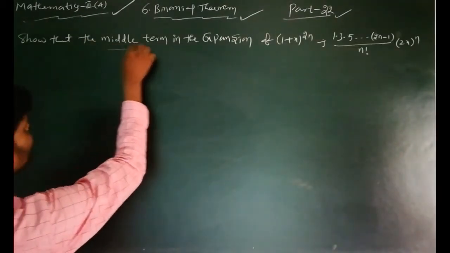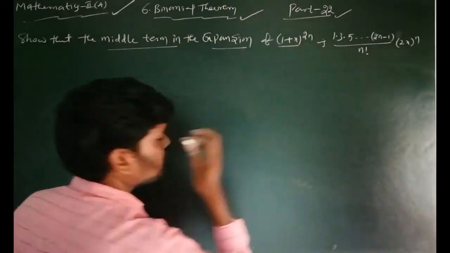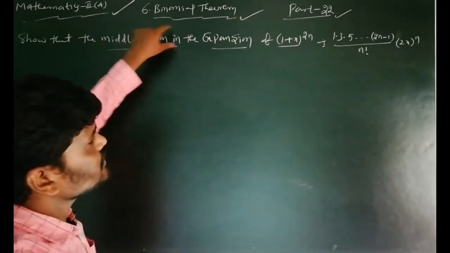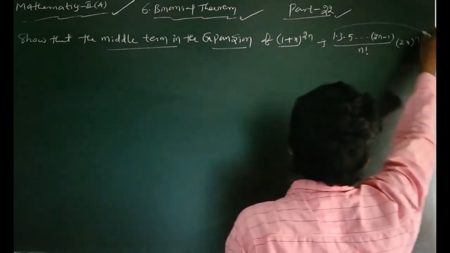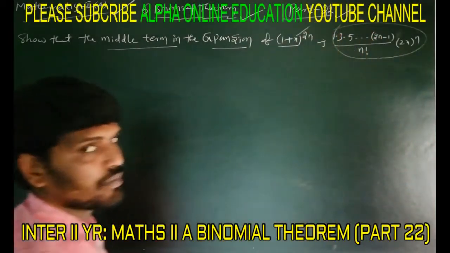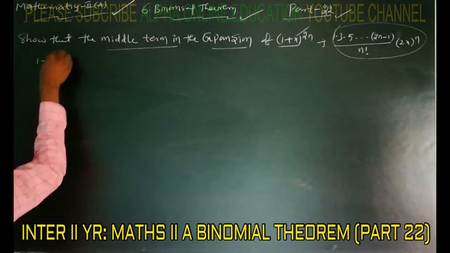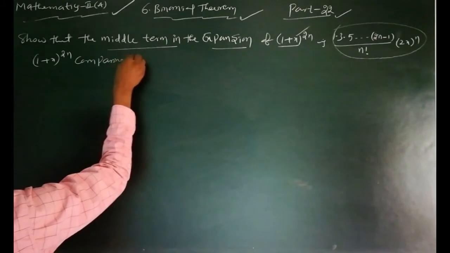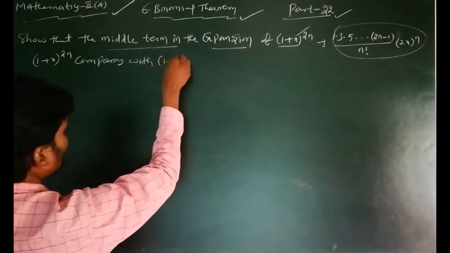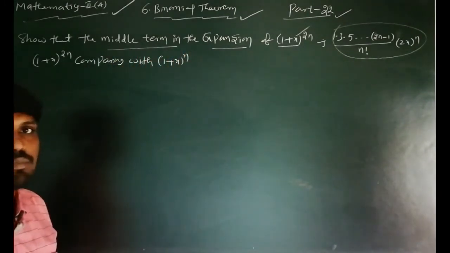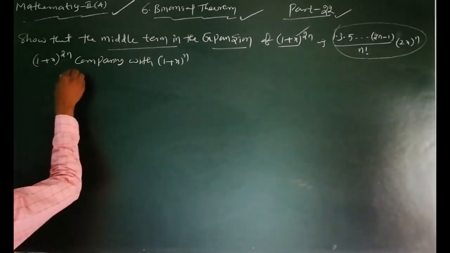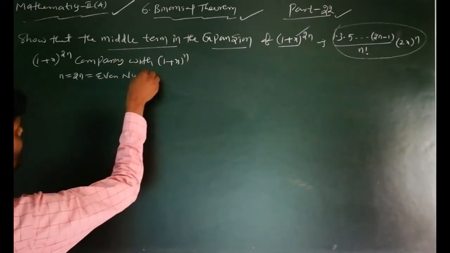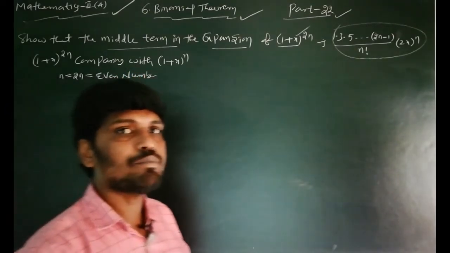Show that the middle term in the expansion of (1+x)^2n is... prove that this is the middle term of the expansion. First of all, write the expansion (1+x)^2n. In this expansion, comparing with (1+x)^n, what is the value of n? Here it is 2n. 2n is which kind of number here? 2n is an even number.